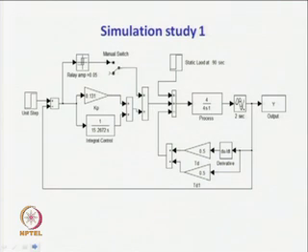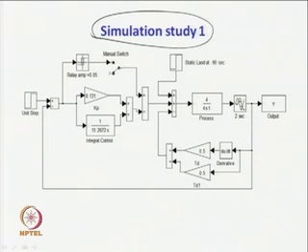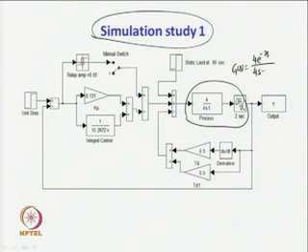Let us go through simulation study number 1, where we have a process given by G(s) equal to k e to the power minus 2s upon 4s minus 1. So, we consider an unstable first order plus dead time process. Now, the process is controlled by the PI-PD controller, where the PI controller is in the feed forward path.